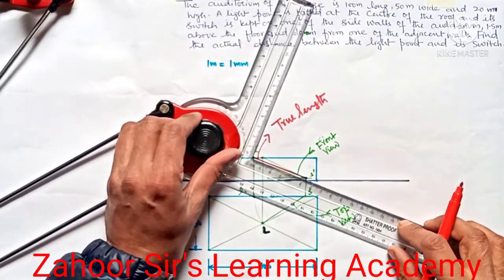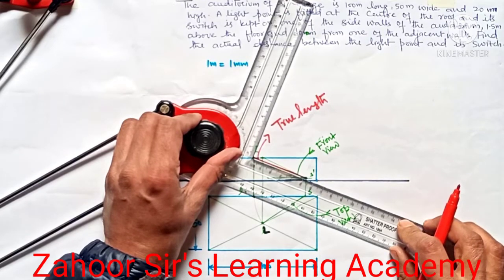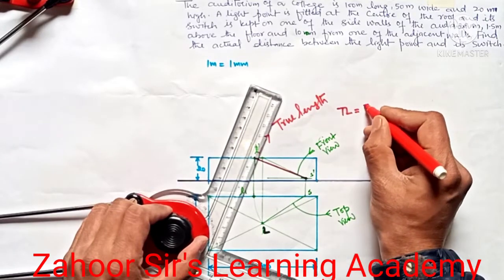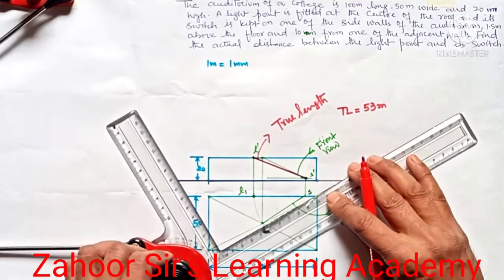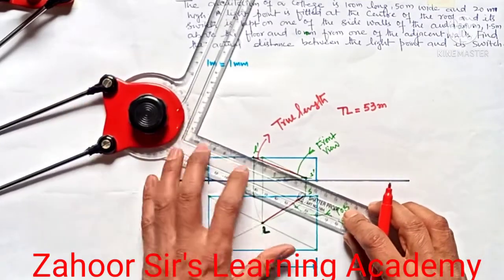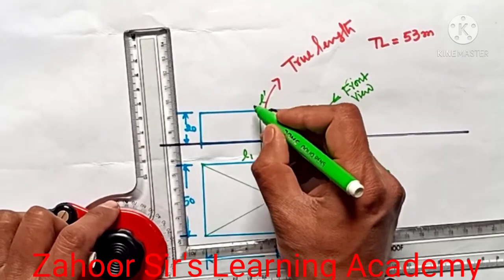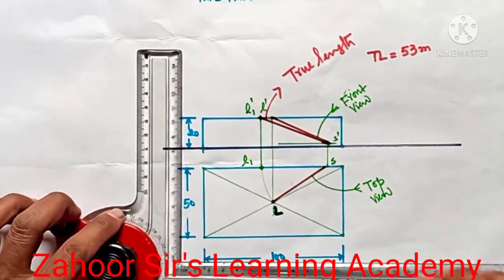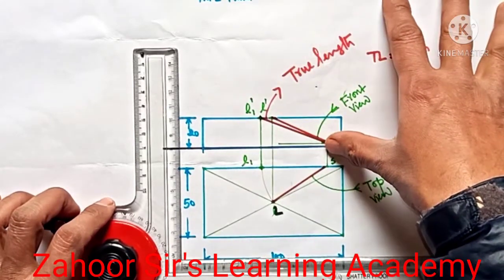How much is that? Let me find out. That is approximately 54 meters, 53 meters. So the true length is 53 meters from the switch. We need to darken this, and this front view also needs to be darkened. Sorry, this point is my L1 prime. This is how we have to utilize the given data and pursue the question. You should know how to utilize the given data.